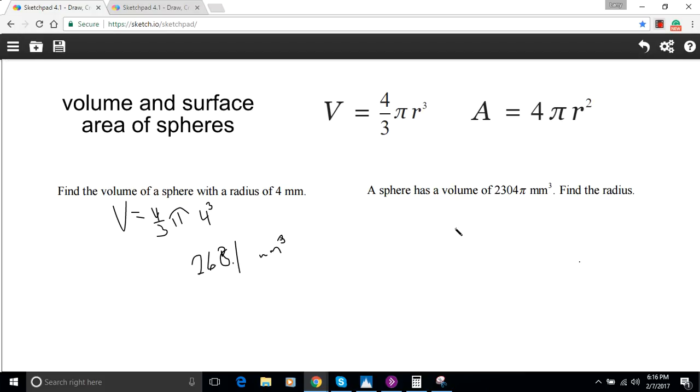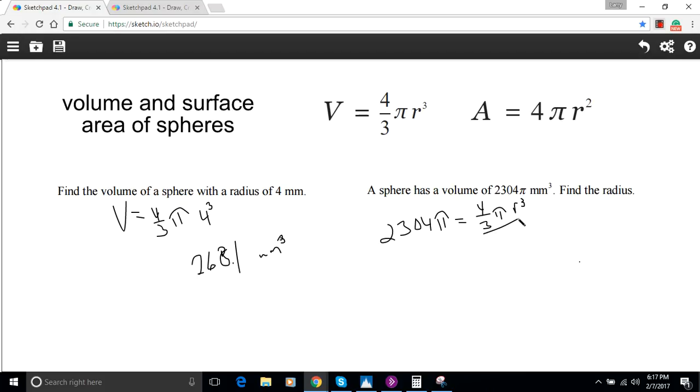All right, let's look at another one. This one says a sphere has a volume of 2,304 pi cubic millimeters, and find the radius. So here we have this number and we're searching for this number. So we're going to do this one backwards. We'll plug this in for V, 2,304 pi. And then we've got our 4/3 times pi times the radius squared. Sorry, radius cubed.